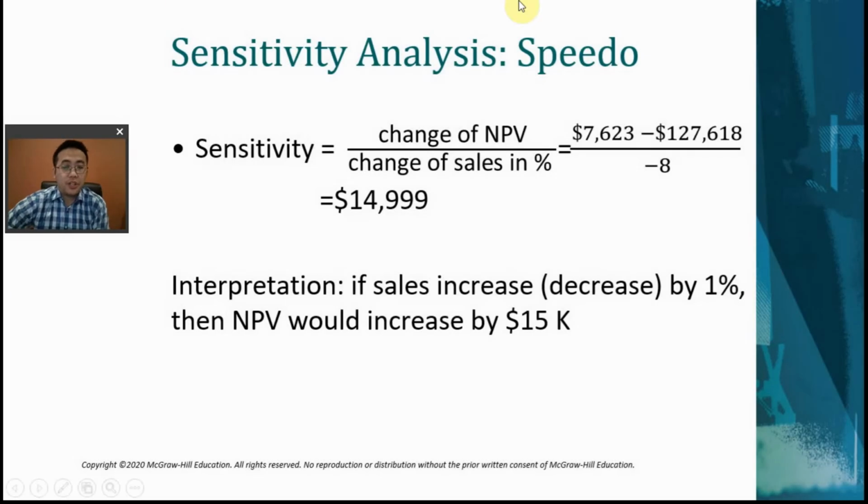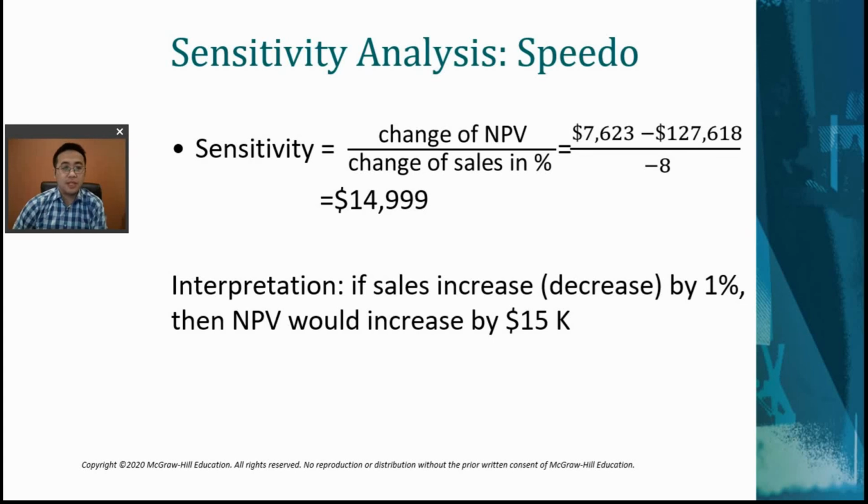Then you're going to record the change of NPV and the change of sales in percentage. Since the sales dropped by 8%, we're going to put a negative 8 here. And the NPV, this is your old NPV, and this is the new NPV after the sales drop. And then you're going to calculate the number as a sensitivity. And how do we interpret this 14,999, or 15K? It basically says that if the sales increase or decrease by 1%, then the NPV would increase or decrease by $15,000.